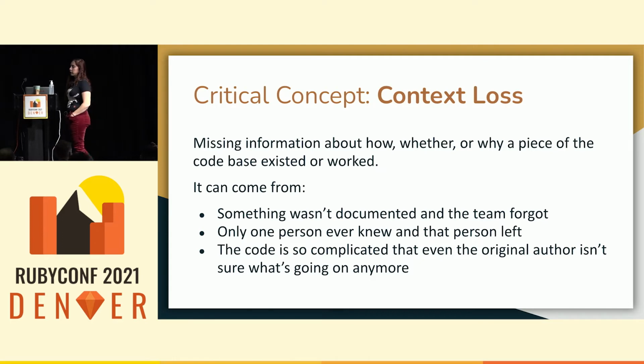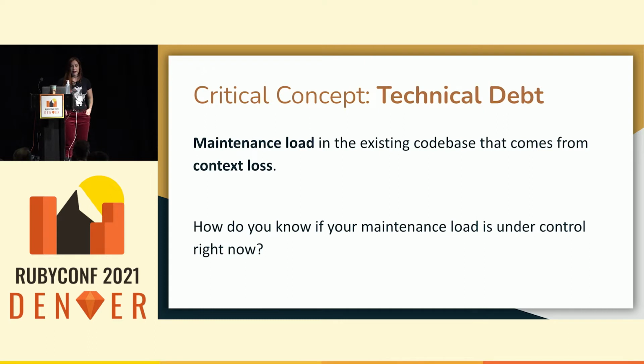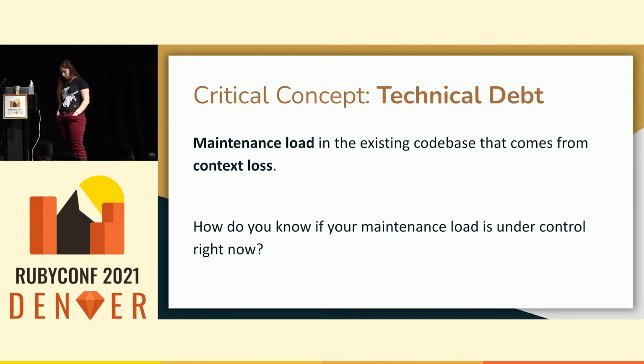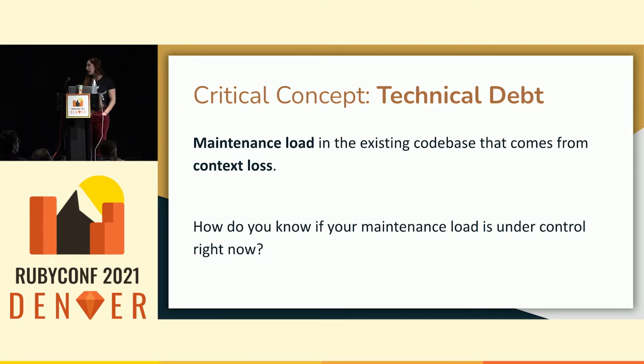So that's context loss. So now we've got maintenance load, we've got context loss. We're ready to talk about what technical debt is. Tech debt is maintenance load in the existing code base that comes from context loss. So that's what it is. That's what it means. So how do we quantify that? Well, we can quantify that in terms of how much of our developer time and effort is getting spent. How do you know if your maintenance load is under control right now?